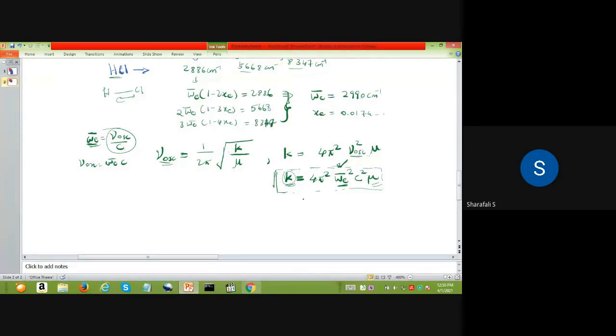So if you are calculating for HCl by substituting this omega e bar value here and substituting the value corresponding to the reduced mass, after calculating it as mass of hydrogen times mass of chlorine by mass of hydrogen plus mass of chlorine, and if you substitute all those values, c and everything, then you will get k equal to 516 Newton per meter. That is the force constant associated with the bond between hydrogen and chlorine in HCl.